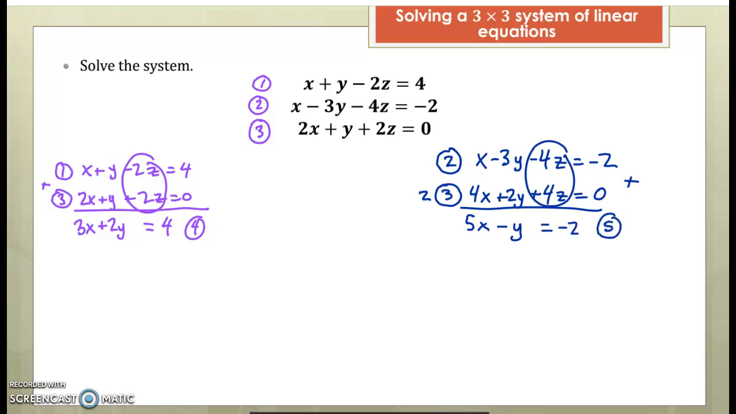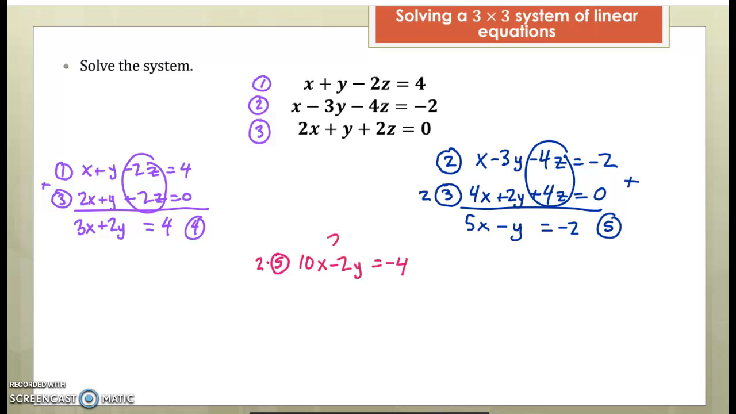So now I have what I wanted, which was two equations with two of the same variables, because I got rid of z twice. Now, if I were to take 2 times equation 5, that would be 10x minus 2y equals negative 4.